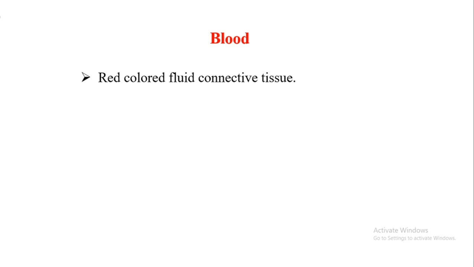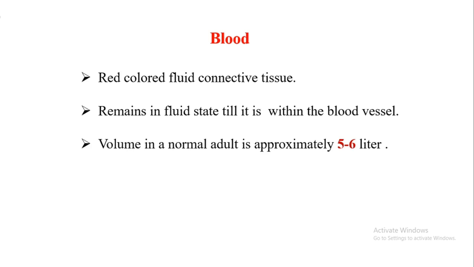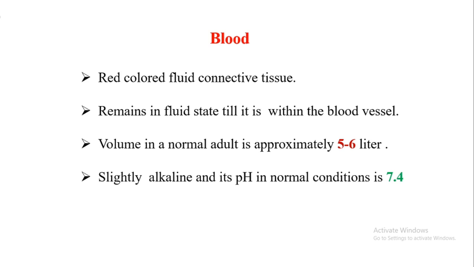So, blood is a red colored fluid connective tissue which is fluid in state, that means it is liquid in state when it remains inside the blood vessel, but when it comes out of the blood vessel it clots or converts into some jelly like substance which is called a clot. The volume of blood in an adult human being is approximately 5 to 6 liters, and it is slightly alkaline in nature, having a pH in normal condition of 7.4.